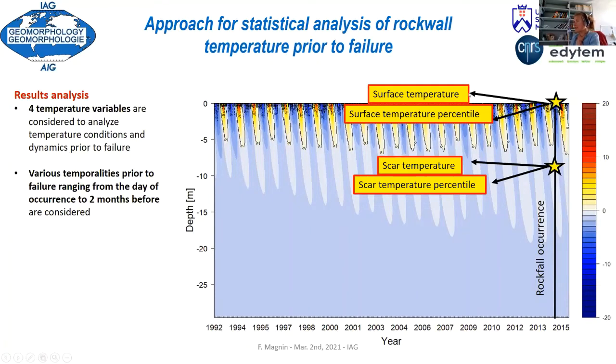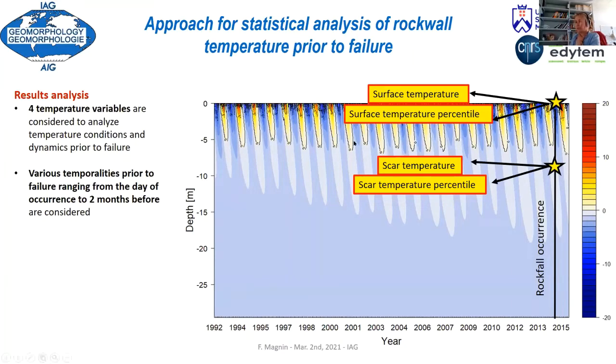So for each rockfall, we look at the surface temperature and the scar temperature on the day of failure. We also look at the surface temperature and scar temperature percentile, which means that we try to determine how high this temperature is compared to the temperature time series before. And we look at these temperature variables for the day of rockfall and up to 2 months before, to have an idea of how the temperature has changed prior to failure.